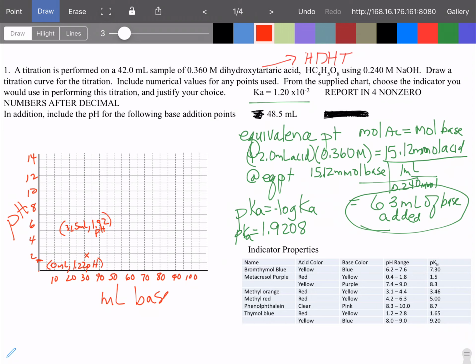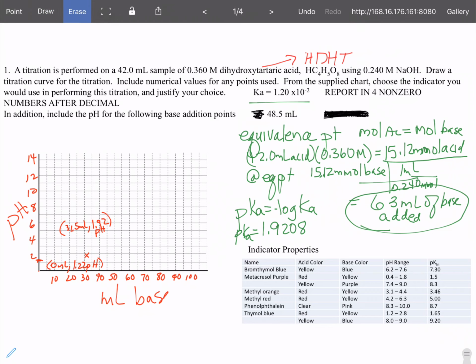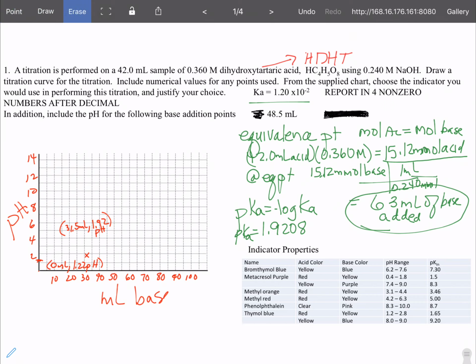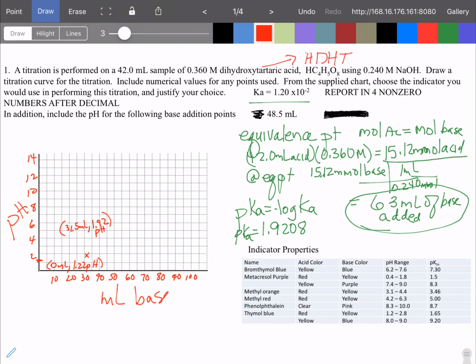Our third point is the 63, which goes here plus, and it goes to 7.5. So it's somewhere around in here. And again, this is very hard to do on this air sketch. Let's try this again. 63, 7.5, somewhere around here. Again, that's why I have you write the point: 63 milliliters, 7.53 pH.